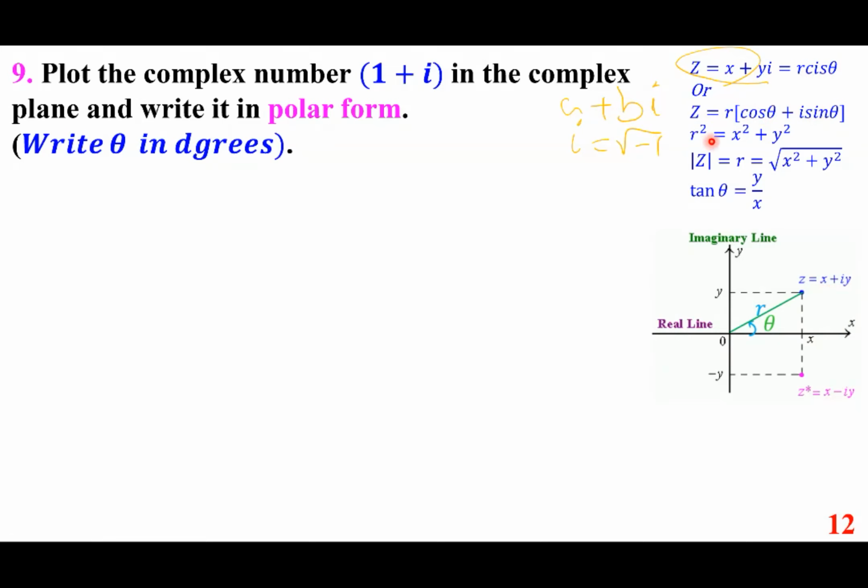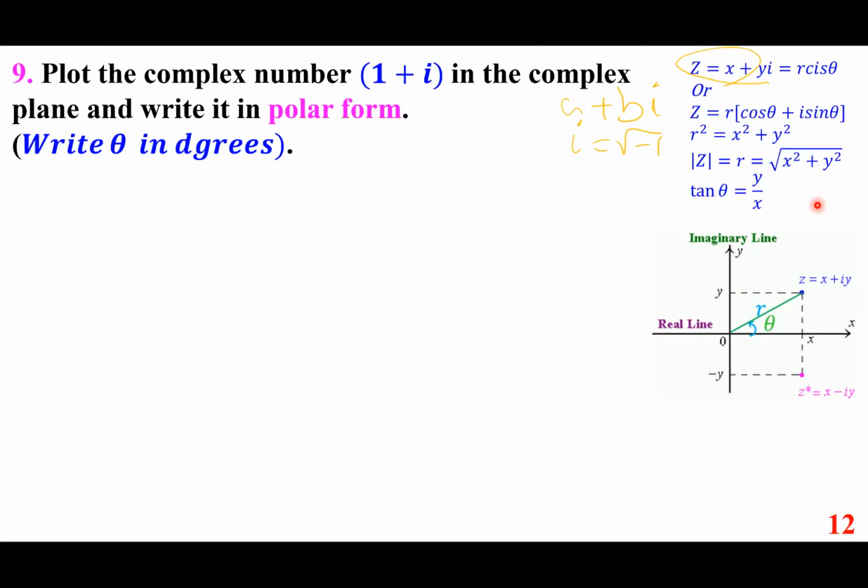r squared is the good old x squared plus y squared. If you take the root of it for r, it's called the modulus, and that is the square root of x squared plus y squared. And to find theta, of course, as always, tan theta is y over x. So similar to what we have seen with polar coordinates.